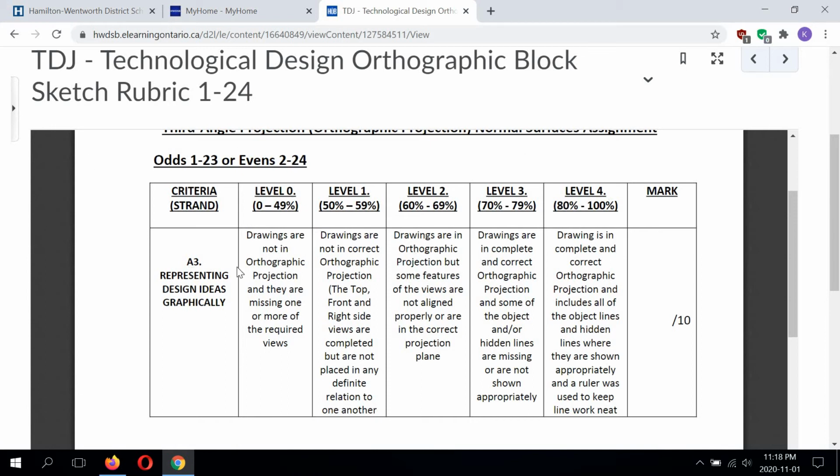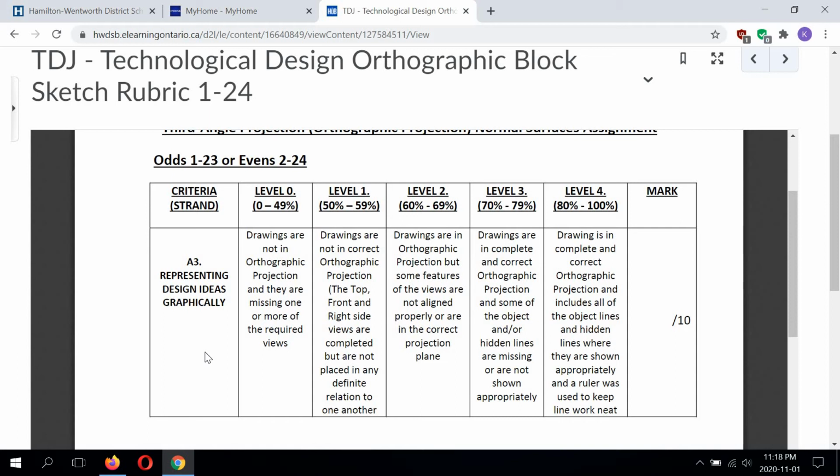So it says for level 0, drawings are not in orthographic projection, and they are missing one or more of the required views. So if you're only drawing one view or two views of each of the problems out of 3, and if those two views are not in orthographic projection, you're basically scoring level 0, right?